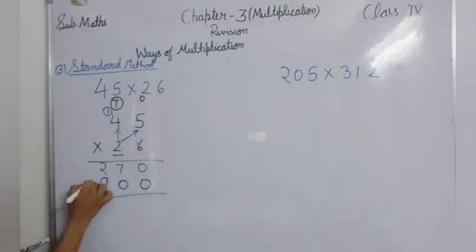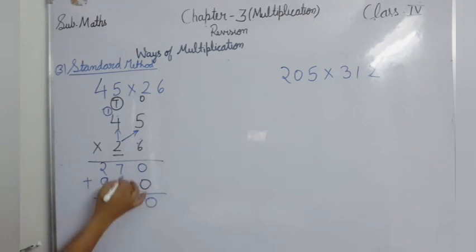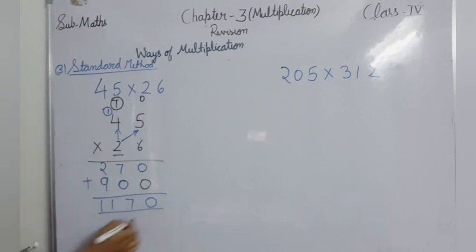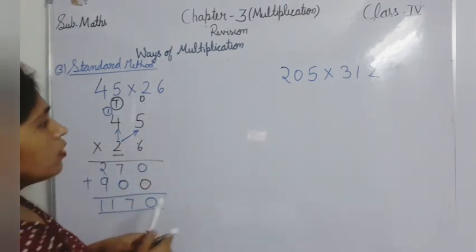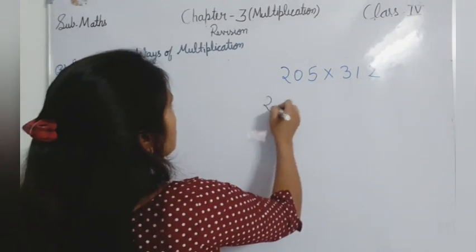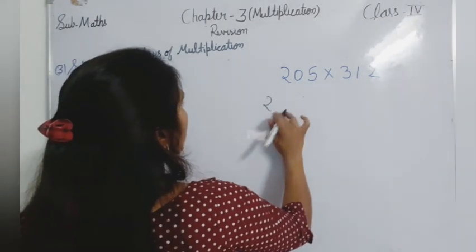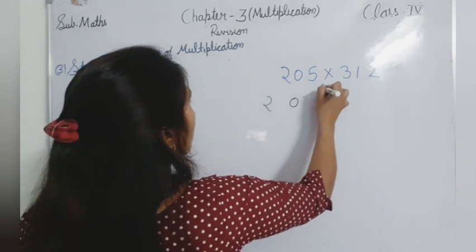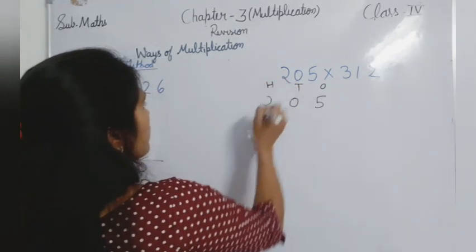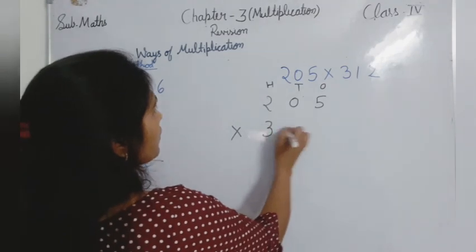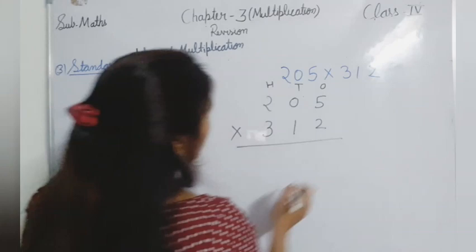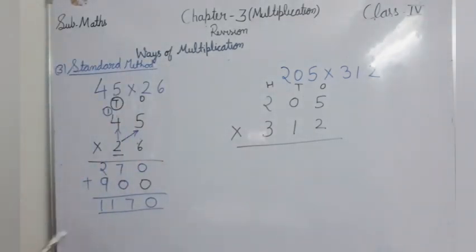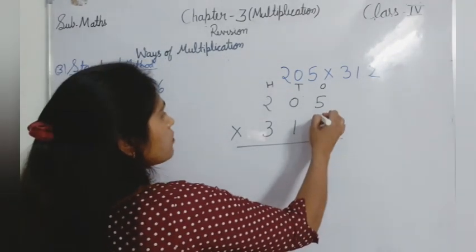Now we will add them. So 0, 0, 7, 9 and 2 makes 11. Clear? This is our answer. Now let's see the next one. 3-digit number, how will we do it? First write their house wise. Ones, tens, 100, multiply by 312. Now start doing. So first the same way, we'll start from the ones place.